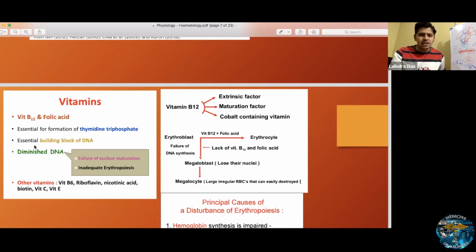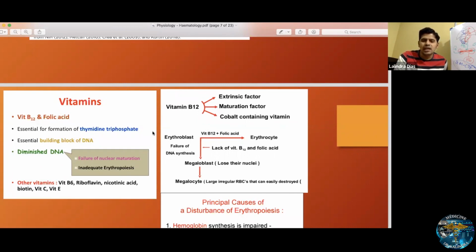Thymidine triphosphate, so an essential building block of DNA. You don't have to remember this thymidine and all that. All you need to know is B12 and folic acid are needed for the building block of DNA. So diminished DNA, failure of nuclear maturation, and inadequate erythropoiesis. So ultimately you end up with anemia. Other vitamins which play a role: pyridoxine or B6, riboflavin, nicotinic acid, biotin, and also vitamin C and vitamin E. All right. So vitamin B12 is needed here as an extrinsic factor, maturation factor, and also a cobalt containing vitamin.